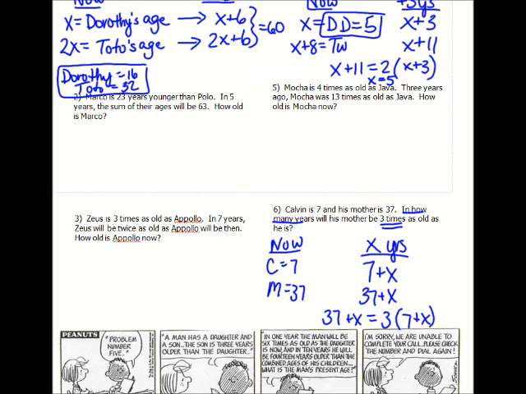In number 2, you should get Polo is 38, and Marco is 15. In number 5, they're asking for Mocha. Mocha's 16. And Apollo and Zeus, they want to know about Apollo. Apollo is 7 years old.